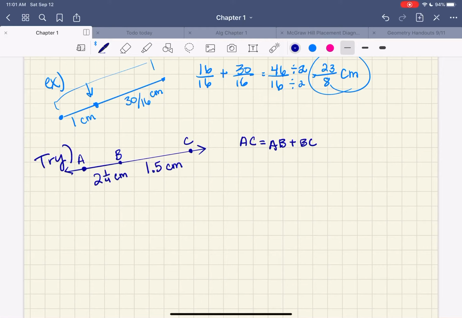Oh, by the way, when we're talking about linear measure and we give something 2¼ centimeters and 1.5, if it's not drawn to scale, that's okay. We just kind of keep going because the physical picture is not what matters as much. The math is what matters. All right, so pause this video.